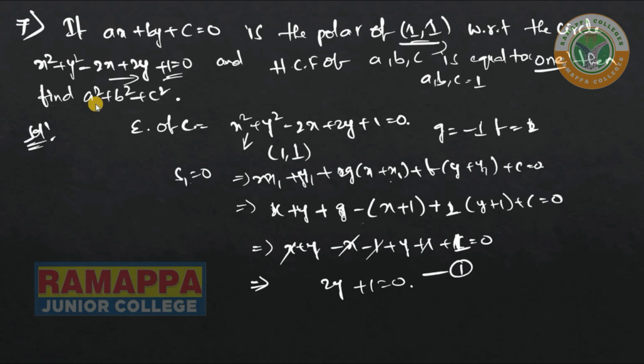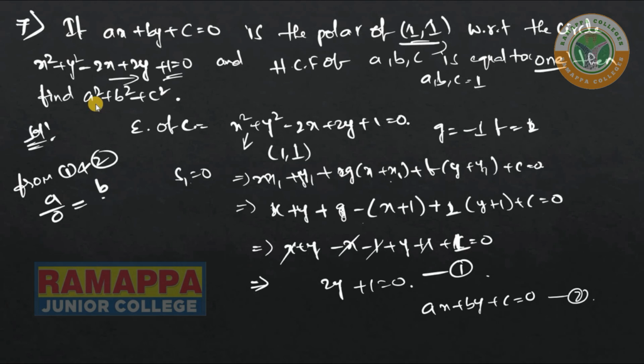This is the first equation, and the given equation is ax plus by plus c is equal to 0, no? So this is the second equation we will take, and from 1 and 2 it will become a by 0 is equal to b by 2 is equal to c by 1, okay, is equal to k, think like that. So a is equal to 0 will come, and b is equal to 2k, and c is equal to 1k.